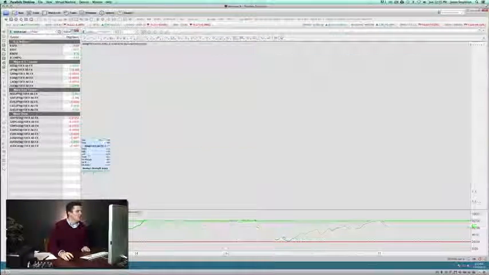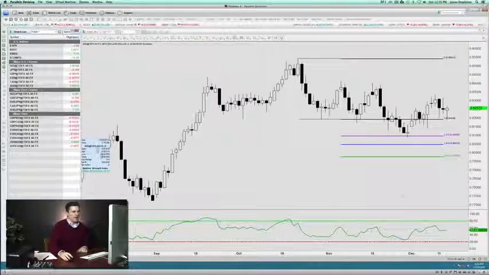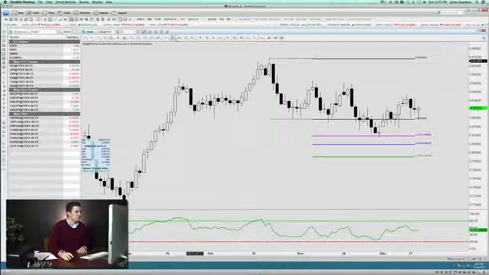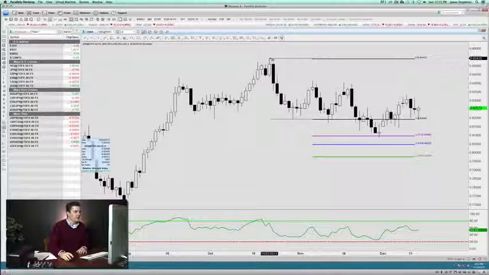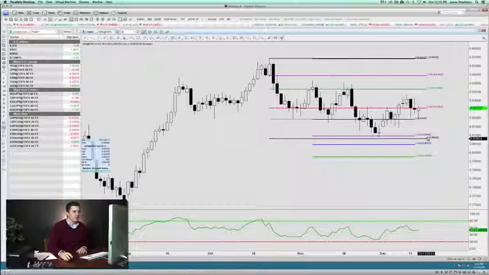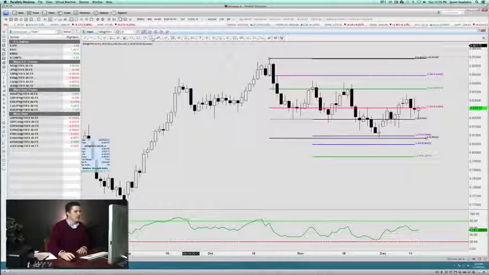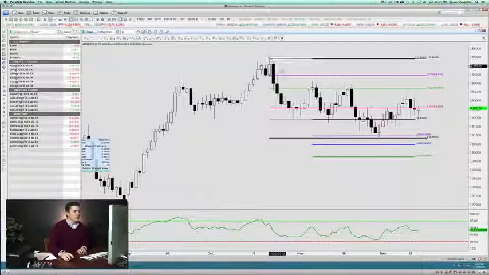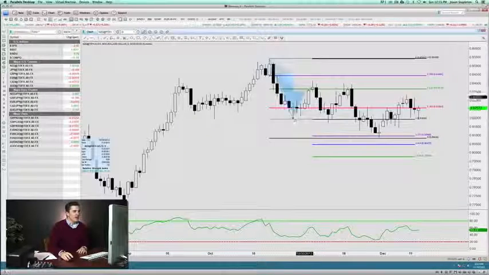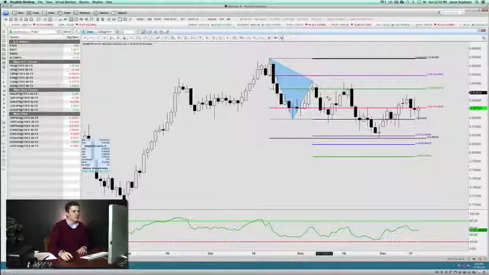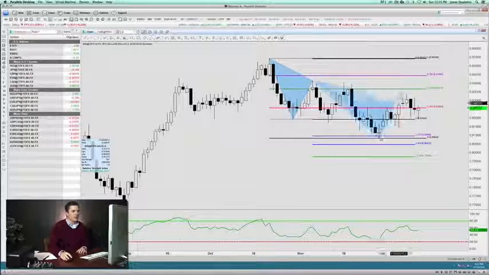Let's take a look at New Zealand. New Zealand, we actually have a cipher pattern setting up here. I'm going to go ahead and draw that in for you just by grabbing a couple of Fibonacci tools. And again, guys, if you don't understand the patterns, if patterns aren't something that you're real familiar with, or if you haven't ever invested the time to actually learn them, they're extremely powerful.